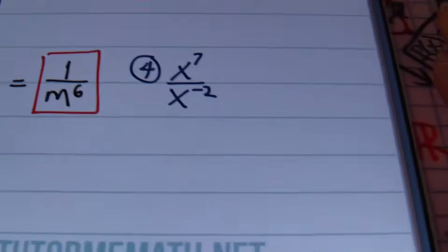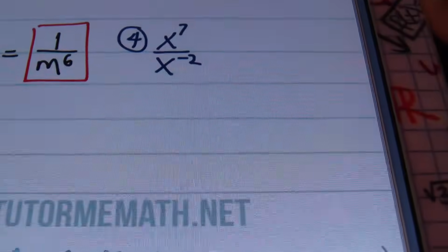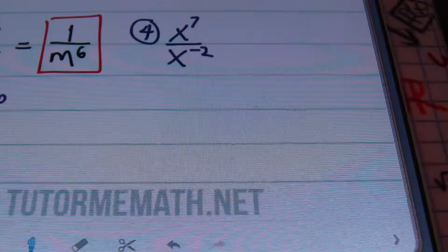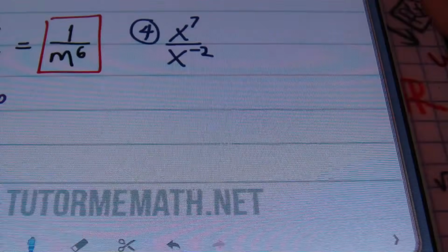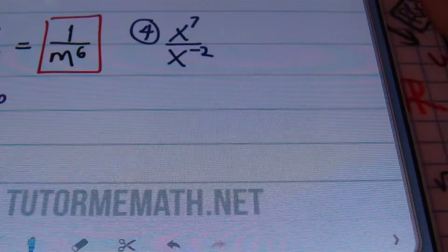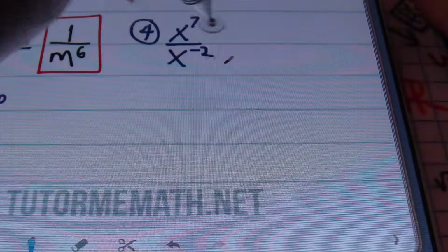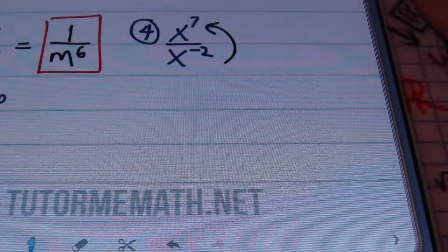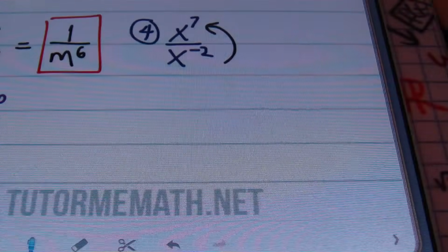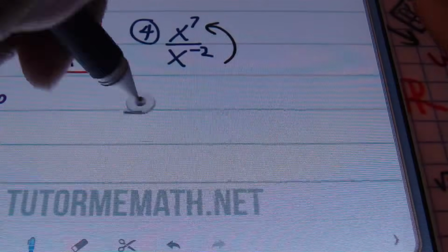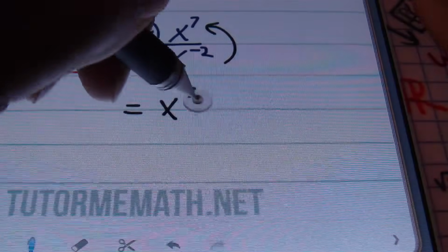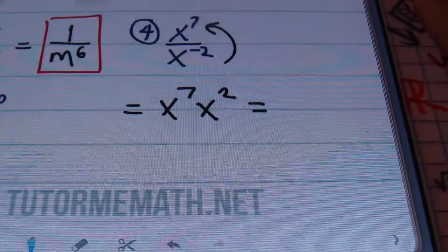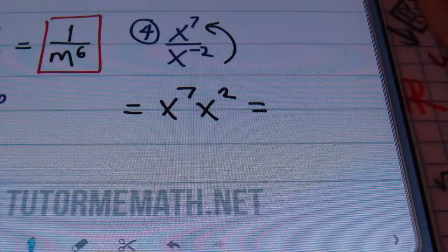With problem number 4, we have x to the 7th power divided by x to the negative 2 power. One way to tackle this problem is to recognize that you have a negative exponent. Well, I want to get rid of those negative exponents first, so I'm going to bring this variable in the denominator up to change the sign on the exponent. This gives me a result of x to the 7th power times x squared. See, everything's in the numerator now, so I don't have to place it over anything.